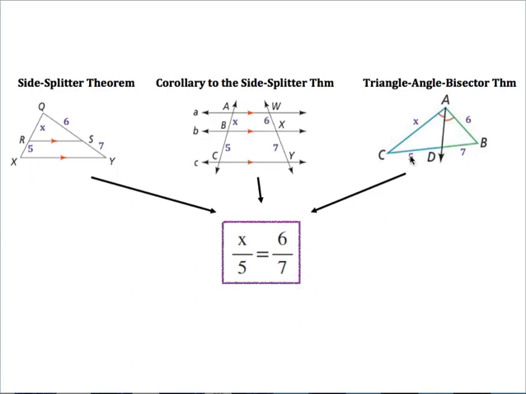Yeah, same equation. The triangle angle bisector theorem is essentially saying the same thing as well. If I have an angle bisector inside a triangle, it's going to split the base in such a way that they're proportional to the sides above the base. So I could say x over 5 equals 6 over 7. So these are really all different ways of setting up a proportion that you could use to solve for x, depending on how the diagram looks.